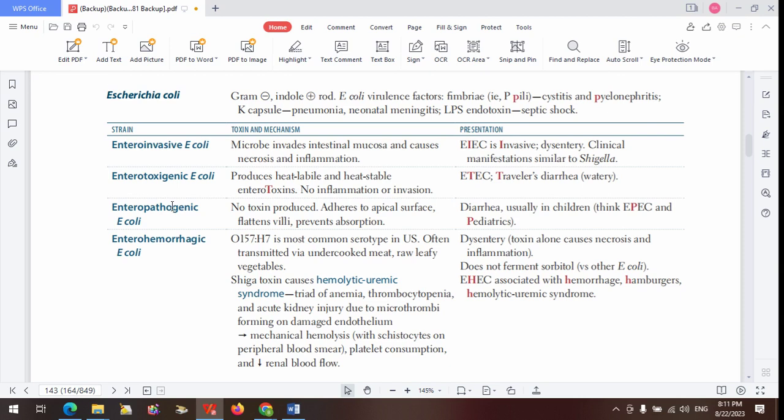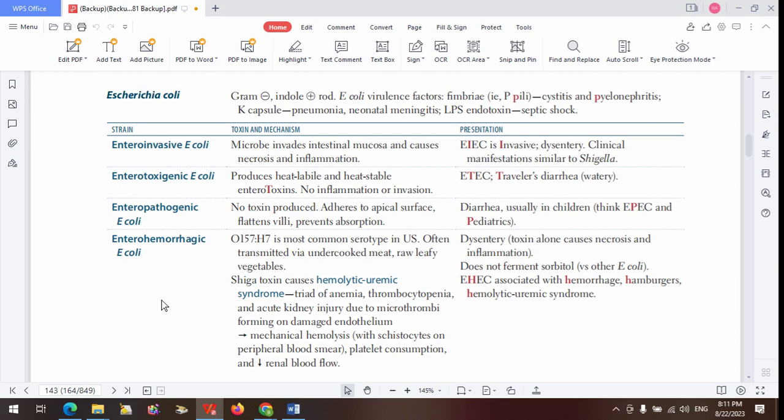Enteropathogenic E. coli is another form, and this one is not invasive and it doesn't even produce any toxin. All it does is attach itself to the epithelial surface of the mucosa, blunting the surface of the villi there, which is the structure they use to absorb electrolytes and fluid. And from there, the person will have diarrhea. So that's the enteropathogenic. And it's very commonly implicated in causing diarrhea in pediatrics. Just like Campylobacter jejuni is responsible for causing bloody diarrhea in children.